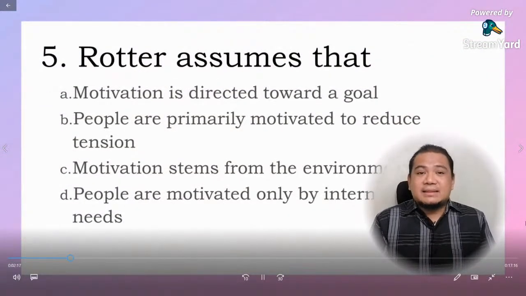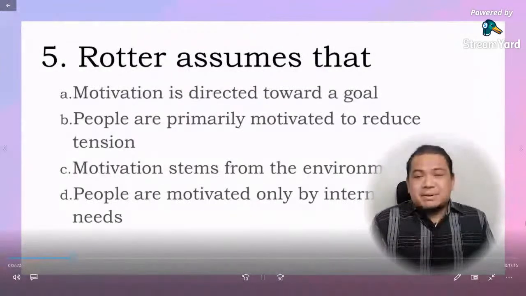Number 5. Rotter assumes that A. Motivation is directed toward the goal. B. People are primarily motivated to reduce tension. C. Motivation stems from the environment. Or D. People are motivated only by internal needs.